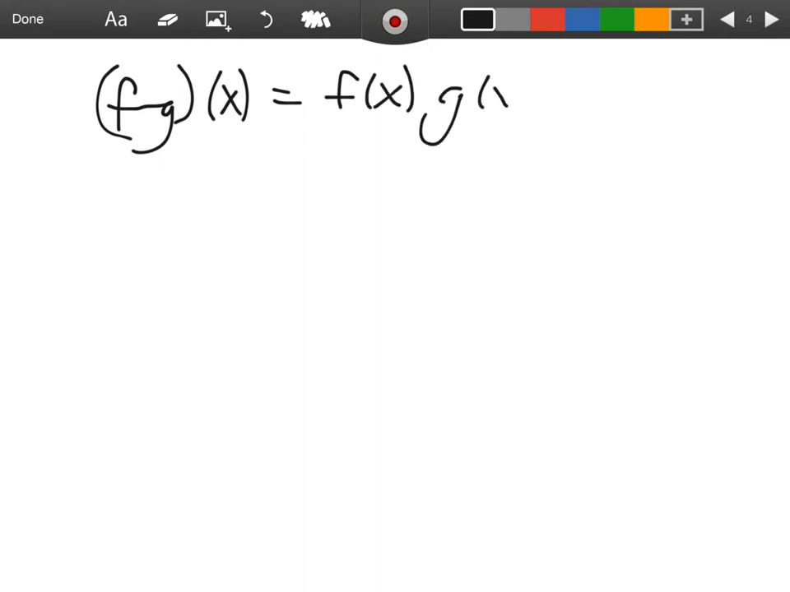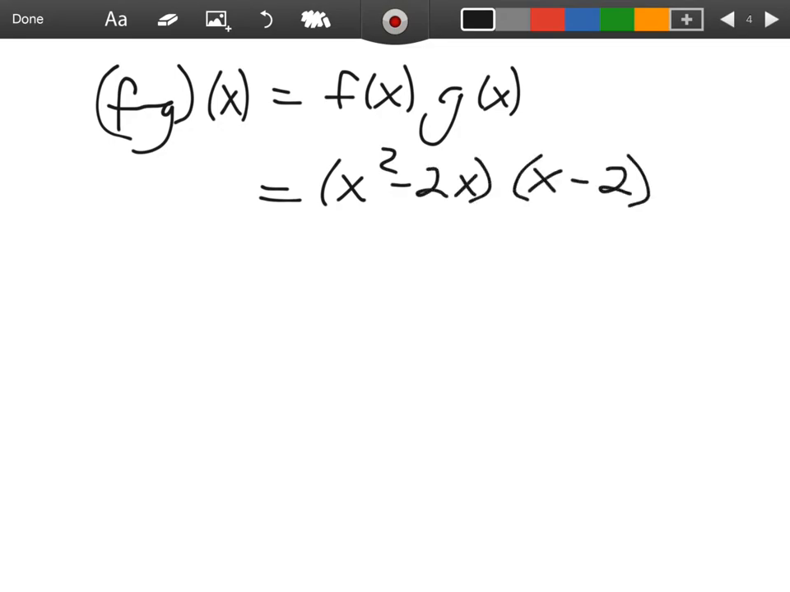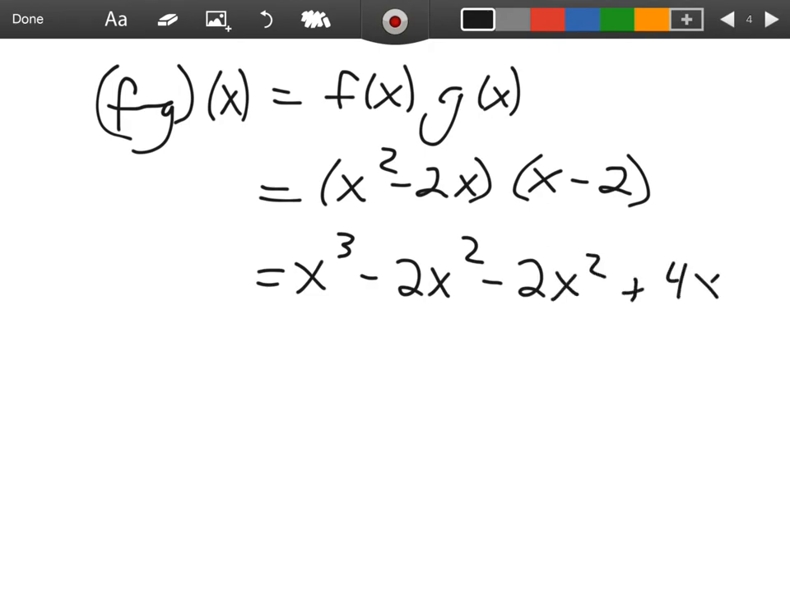Okay. Multiplication. It's going to be x squared minus 2x times x minus 2. Going to distribute here. We get x to the third minus 2x squared minus 2x squared plus 4x. Combine like terms. We get x to the third minus 4x squared plus 4x.